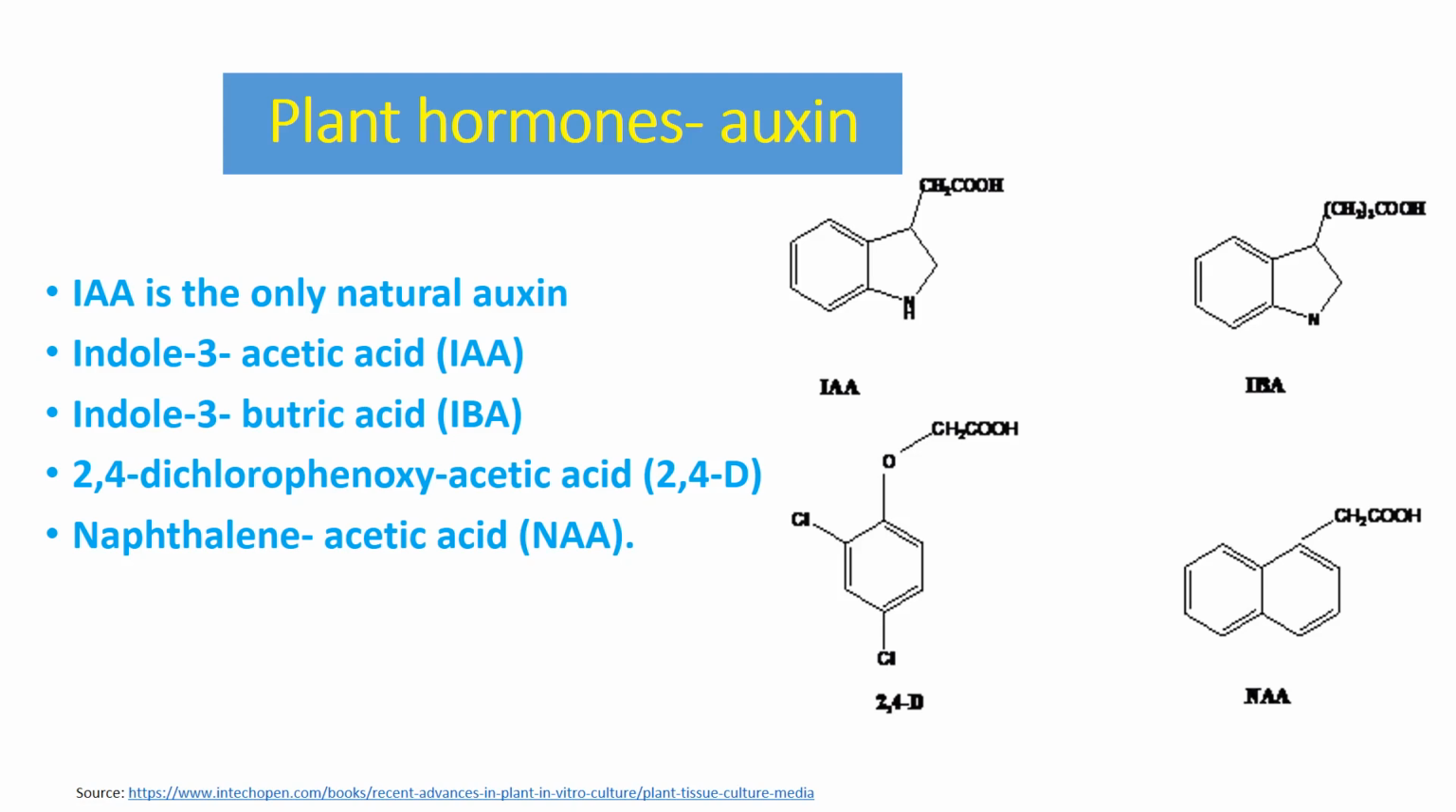The most commonly used auxin is indole acetic acid, called IAA, or its naphthenic derivative NAA, for cell division and shoot elongation. To induce callus formation, another auxin called 2,4-D, 2,4-dichlorophenoxyacetic acid, is commonly used.